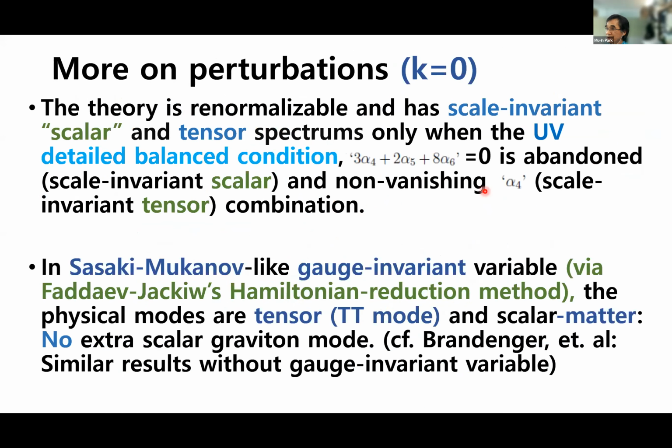So this is what I have explained. In order to have both scalar and tensor scale-invariant spectra, we need both alpha 4 and the non-vanishing combination like this. Also, if we consider Sasaki-Mukhanov-like gauge-invariant variables in our setup based on the Hamiltonian reduction method, the physical modes are the tensor TT mode and the scalar mode. So there is no additional extra scalar graviton mode. This might appear in some gauge-variant sector, but it doesn't appear in the gauge-invariant one, so this mode is not physical.